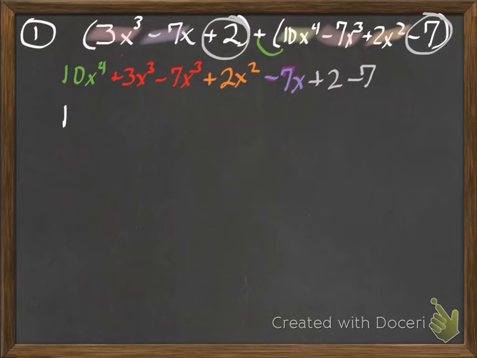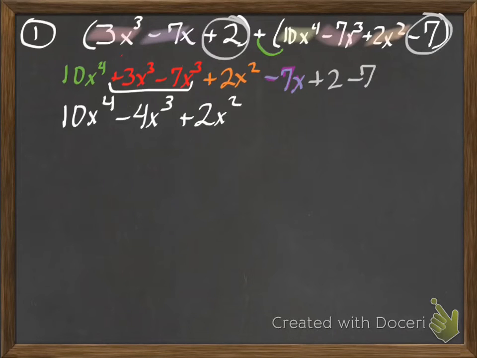So there's nothing to combine with my 10x to the fourth. So it's just 10x to the fourth. The 3x cubed is positive, so I think of it as positive. So positive 3 minus 7 results in a negative 4x cubed. There's nothing else that's squared, so I just write it down. There's nothing else that has a linear term, so I just write it down. And then for my constants, positive 2 minus 7 is going to be a negative 5.